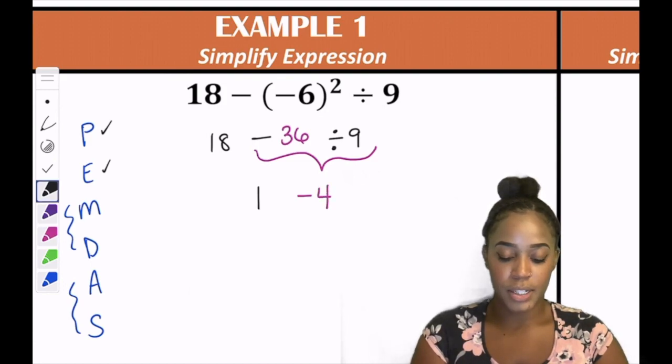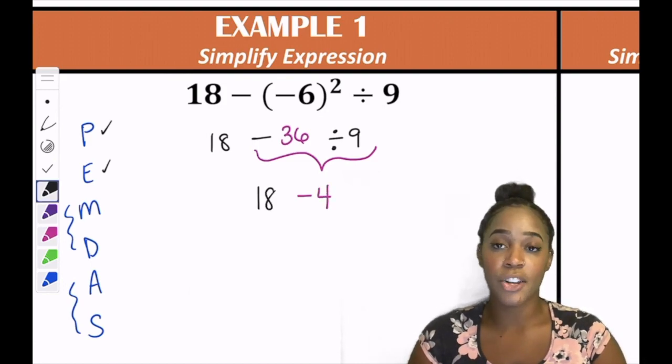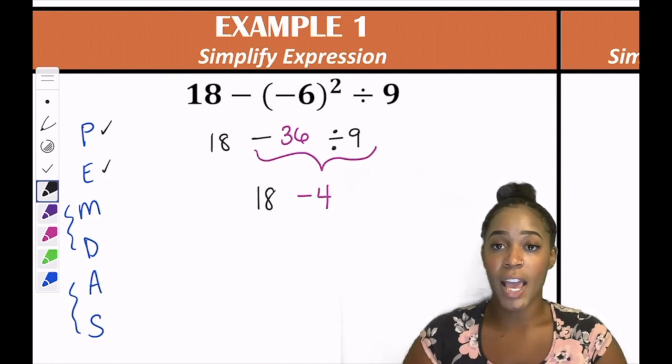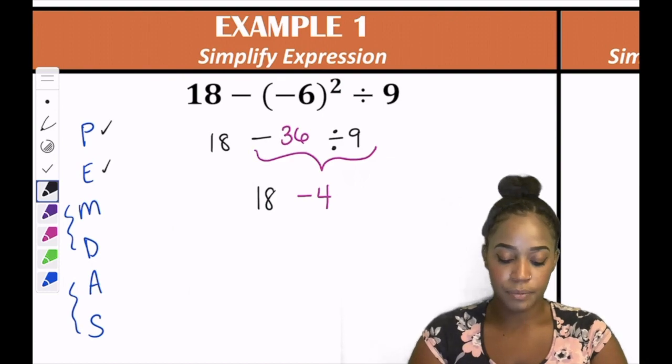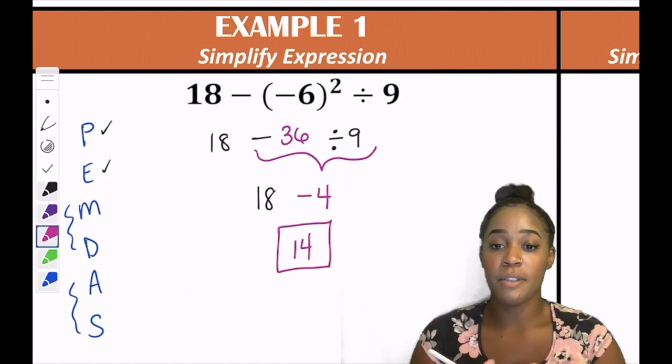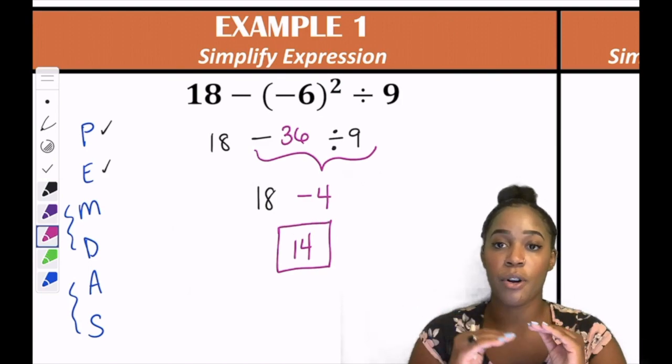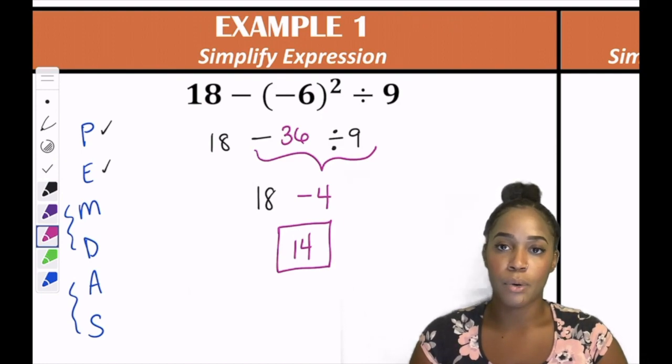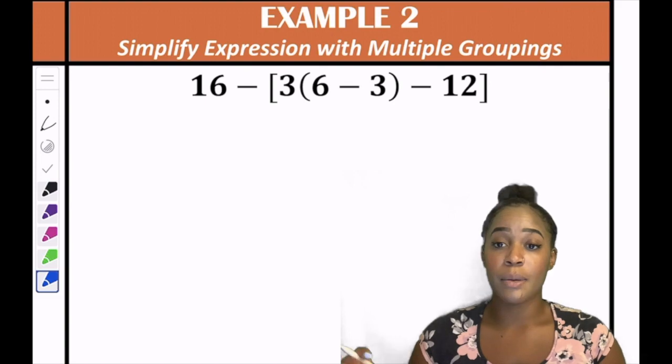And now I'm gonna bring down that 18 because I still didn't touch the 18. So last step is subtraction. I have 18 minus 4, which is going to give me 14, and this is my final answer. So when we simplify that expression, after we perform all of the steps in the order of operations, we get +14.